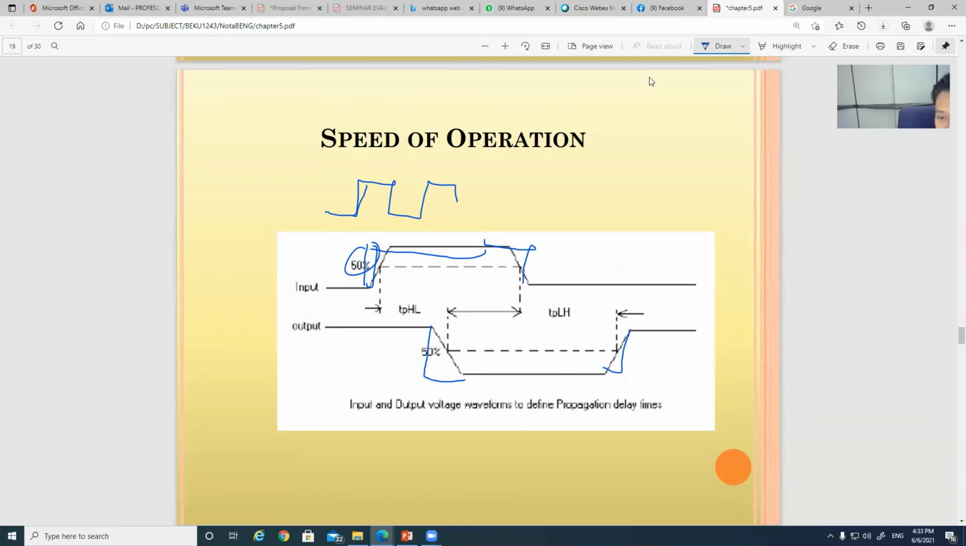That means it's the positive going pass. This one is the negative going pass. So 50% here to the output, and then here is also 50% from the output. So this one we can get the TPHL for the high state, and then this one is the low state.